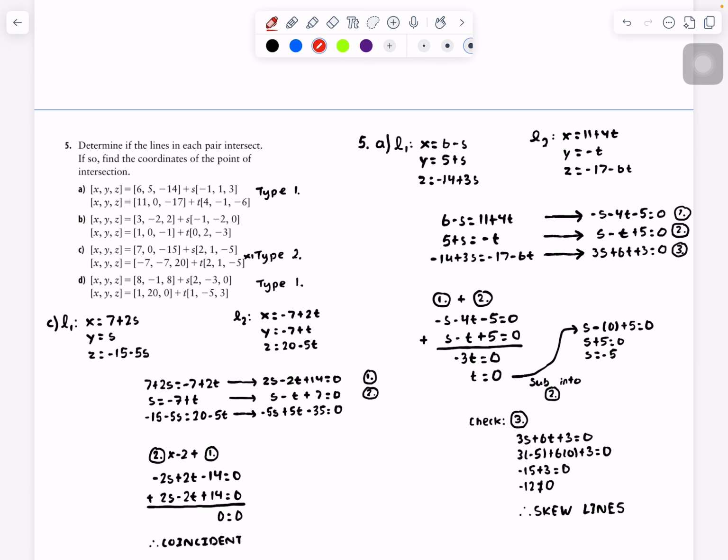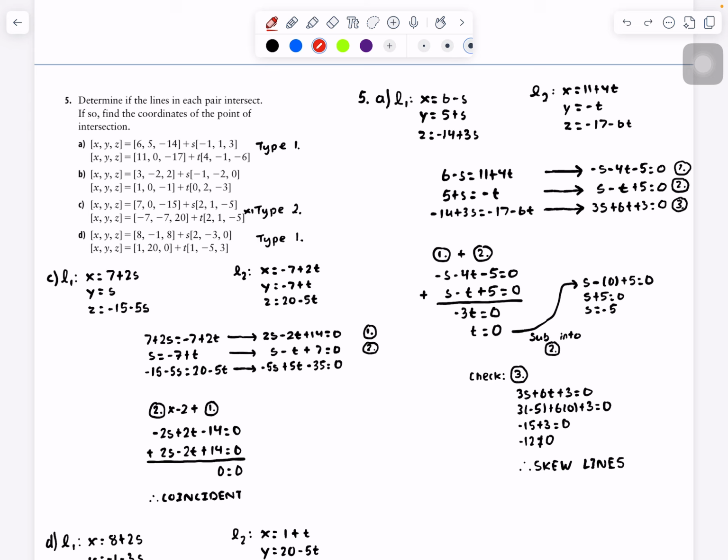Wrote down my parametrics as usual for lines 1 and 2 right here. Equate the like coordinates of x, y, and z. Move everything over to the left-hand side, make the right-hand side equal 0, with the s's first, followed by the t's, and then just the numbers. I'm always going to prefer to do elimination with 1 and 2, the equations I labeled 1 and 2. So here, I did 1 plus 2, and then I got rid of the s's again. It seems like I have a preference for getting rid of s's in a lot of these problems. But you could also do t's, it doesn't really matter.